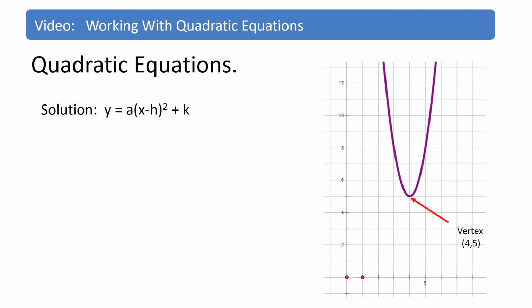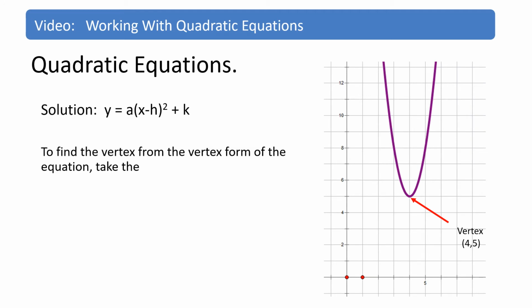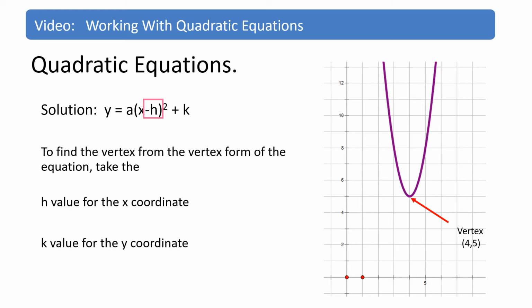Our graph matches our equation. To find the vertex from the vertex form of the equation, take the h value for the x-coordinate, remembering the sign will change to its opposite value, and the k value for the y-coordinate.